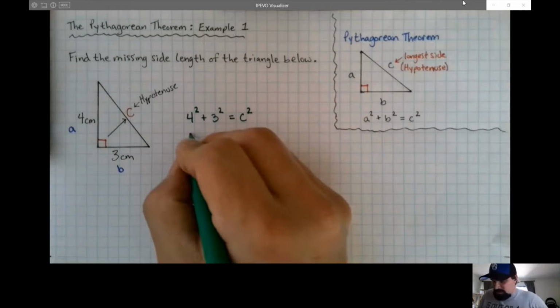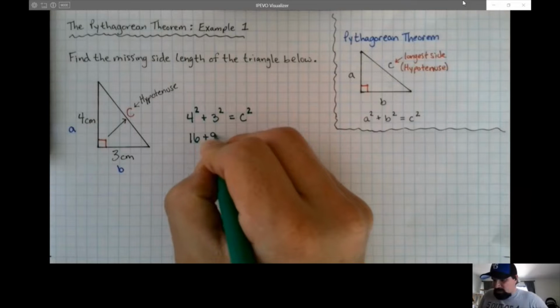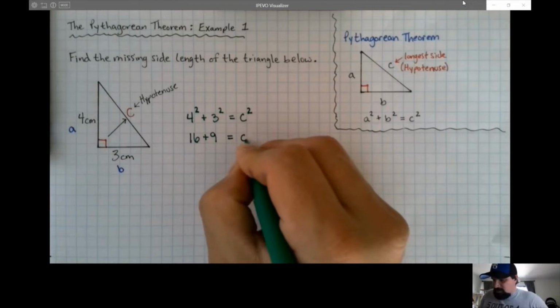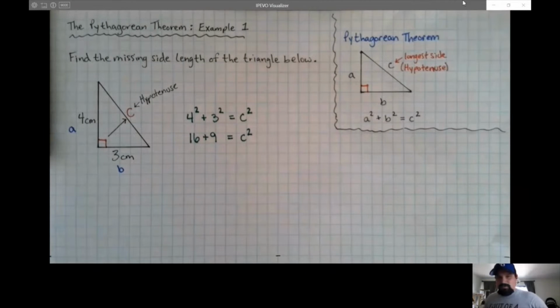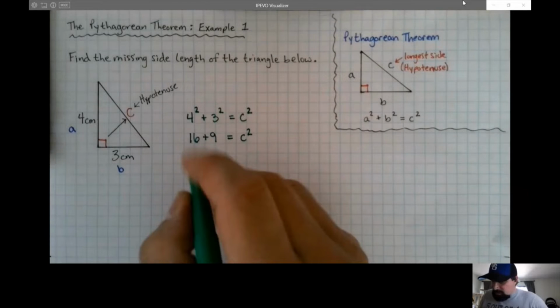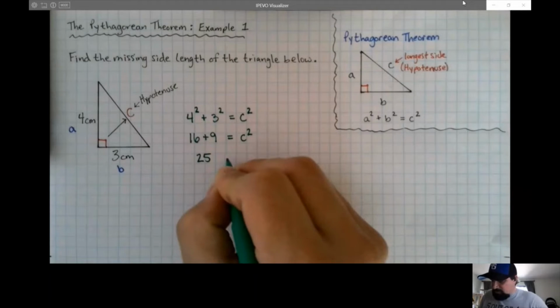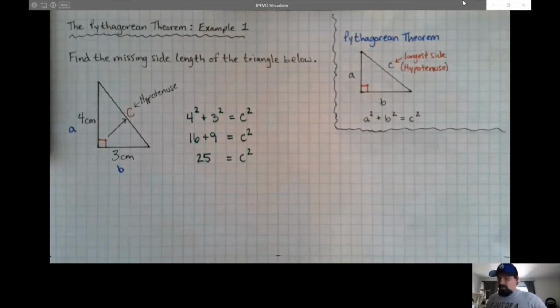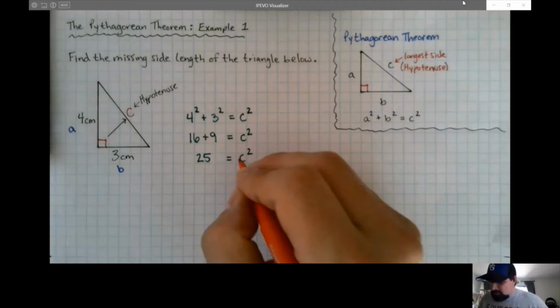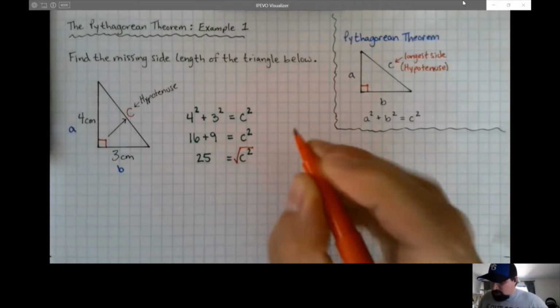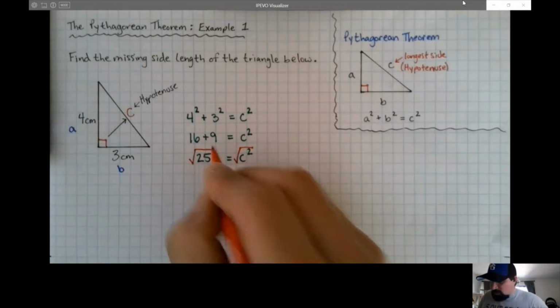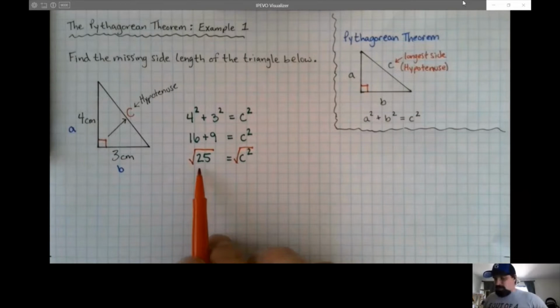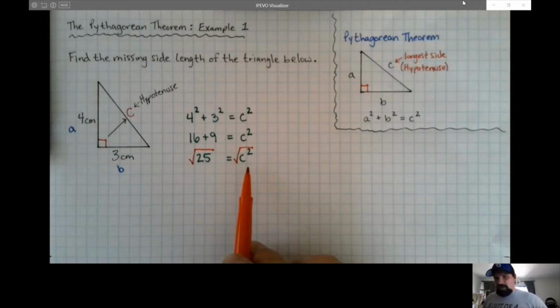We'll start by just doing the math for 4 squared and 3 squared. That gives us 16 plus 9 equals C squared. 16 plus 9 is 25. And 25 equals C squared. So that means when I do C times C, I get 25. To find C, I have to take the square root of both numbers, the one on the left-hand side of the equal sign and the one on the right-hand side, which is C.